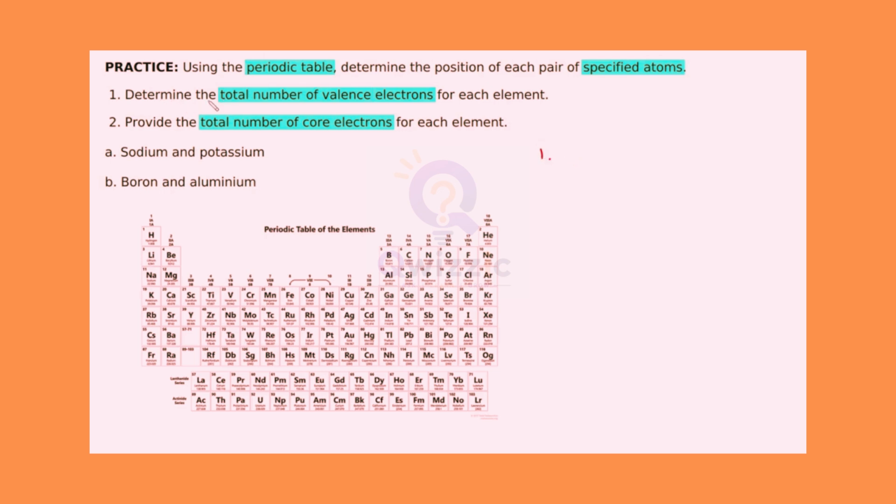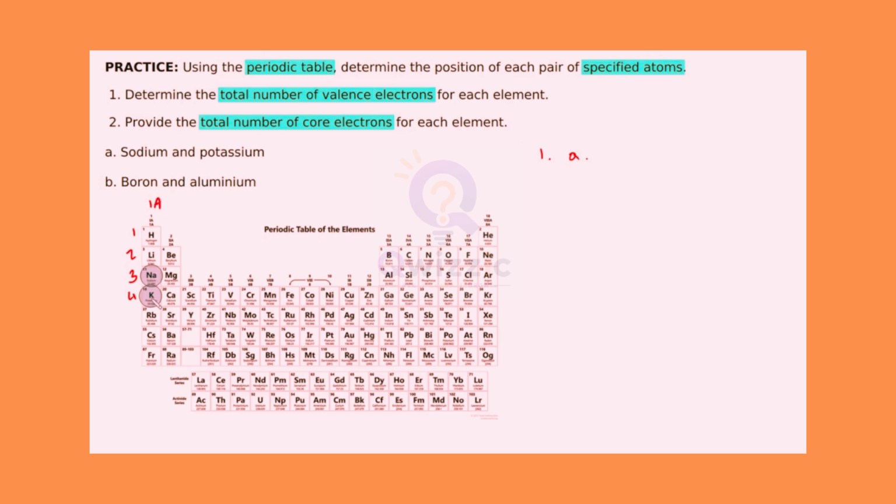Problem number 1 says that we want to determine the total number of valence electrons for each element. And for A, we have sodium and potassium. So first of all, let's add sodium and potassium, and let's identify their position. So that's sodium in group 1A, period 3, and potassium is in group 1A, period 4, right? Our period corresponds to the row number. So that's 1, 2, 3, and 4. And that's our group 1A.